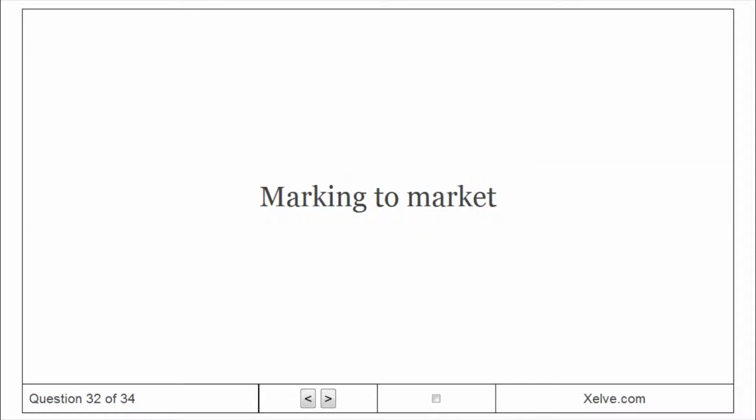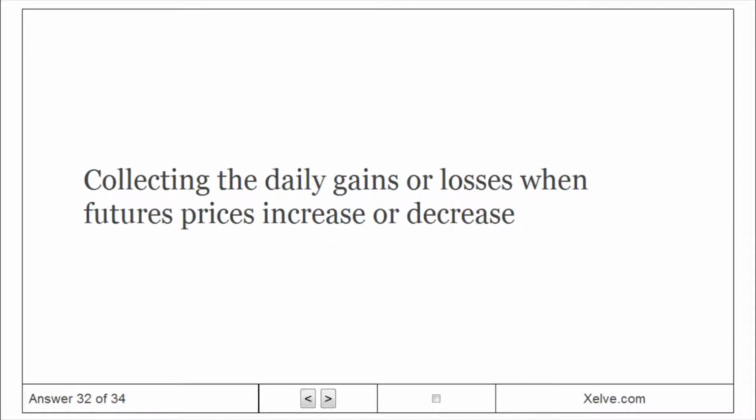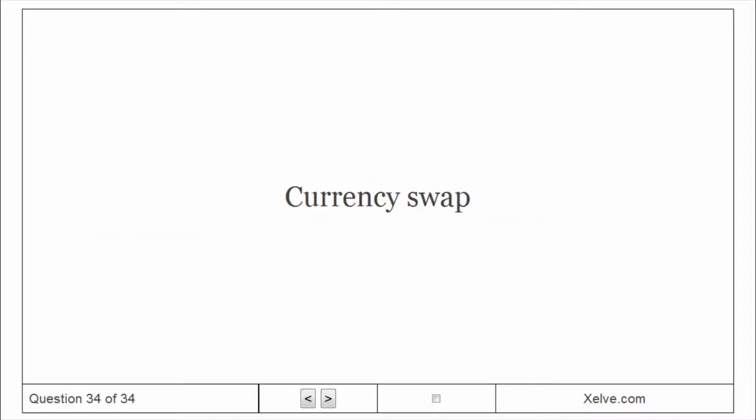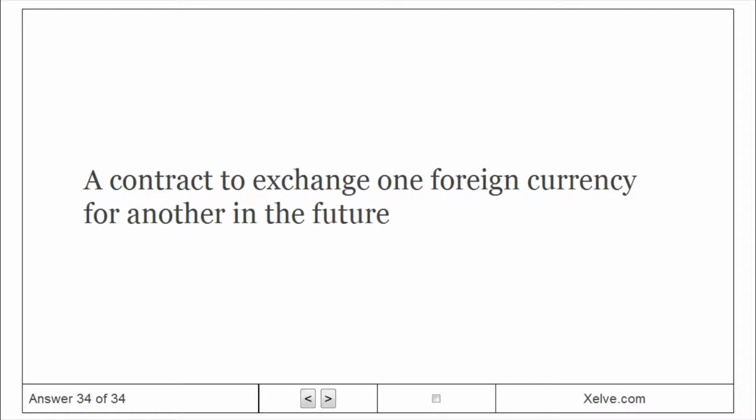Marking to market. Collecting the daily gains or losses when futures prices increase or decrease. Forward contract. A tailor-made futures contract between two parties, private and not traded on the exchange. Currency swap. A contract to exchange one foreign currency for another in the future.